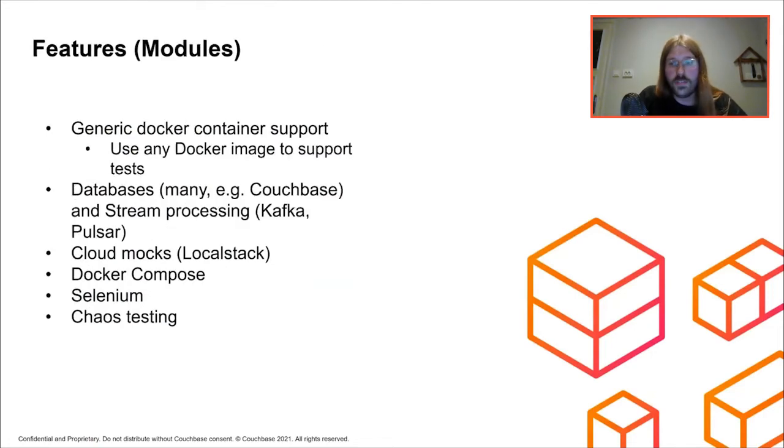So some of the features that Testcontainers provides, we've already seen there is support for generic Docker containers. So basically anything that has a Docker image can be used to interact with it in your test and just spin up a generic container. Then we have special support for databases, all kind of classical relational databases, NoSQL databases, and also systems like stream processing, so something like Kafka or Apache Pulsar.